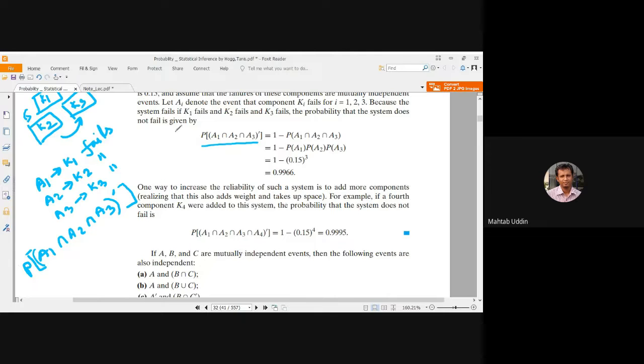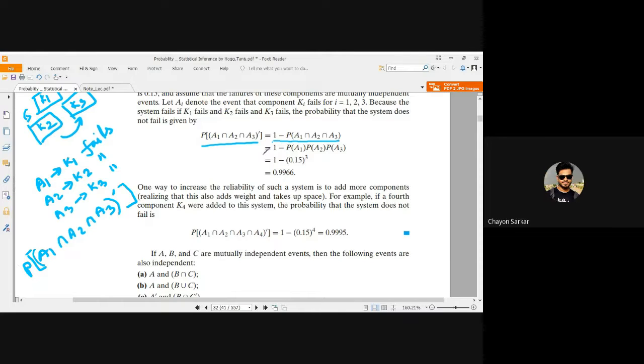So the probability that the system does not fail, that is, works, is this. But we know for the complement we can write this, right? Okay. Do you understand?